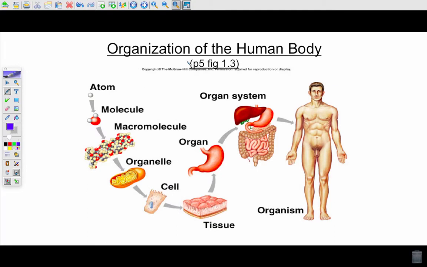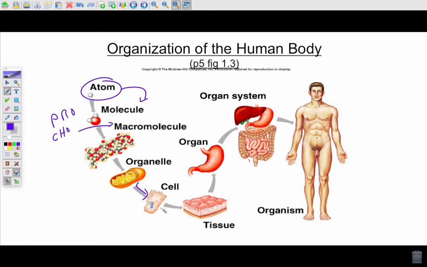Organization of the human body. We're going to talk about that the human body is made up of atoms, and we'll get more into this in the next few chapters. And atoms come together to make molecules. Macromolecules are things like proteins, carbohydrates, nucleic acids. These all form the building blocks of organelles.